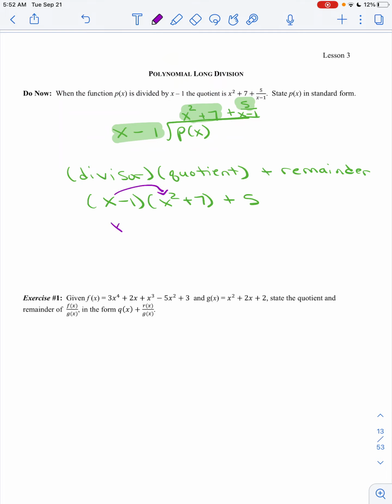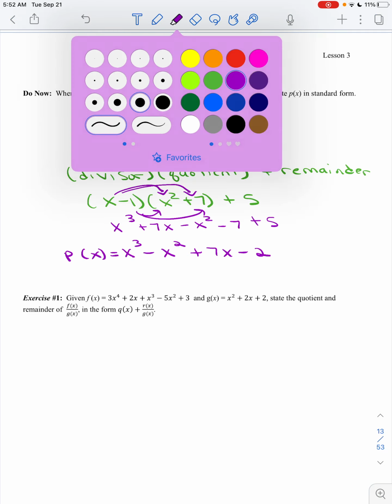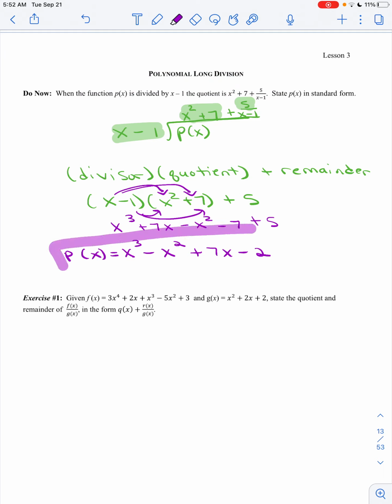So if we double distribute here, we get x to the third plus 7x minus x squared minus 7 plus our remainder of 5. And if we combine like terms and express this in standard form, we would have x to the third minus x squared plus 7x minus 2. So this is what p of x would be equal to in standard form.